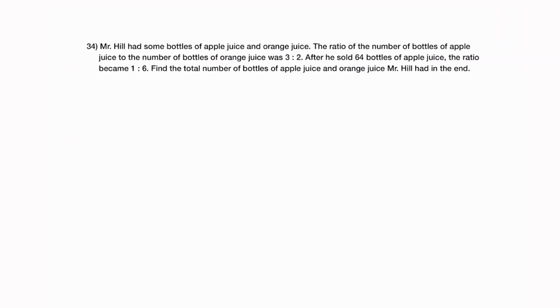Mr. Hill had some bottles of apple juice and orange. So we have apple and we have orange. The ratio of the number of bottles of apple juice to the number of bottles of orange juice was 3:2.